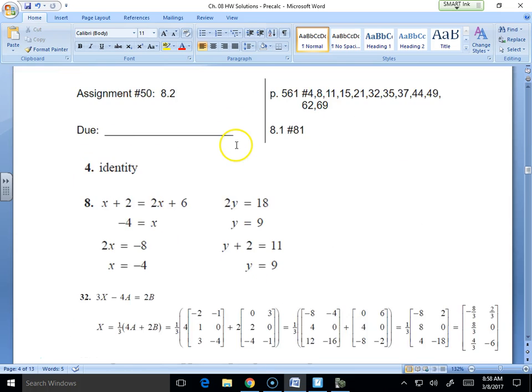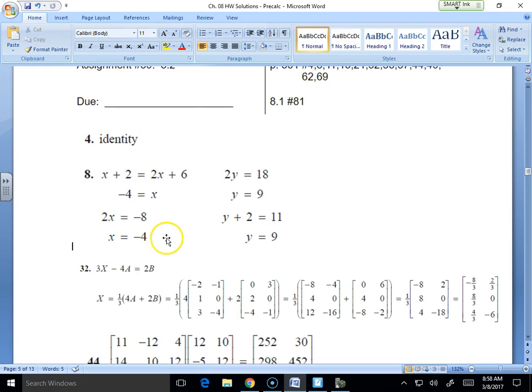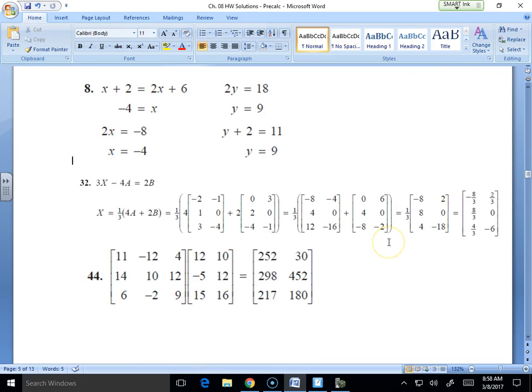Section 8.2, let's go. This one, not as many word problems, right? I don't think so. At least maybe not as long of a word problem. Number 4 should have been the term identity. Number 8. Will you just solve? Oh, this was the one where you had to fill in the terms. X equals -4, Y equals 9.